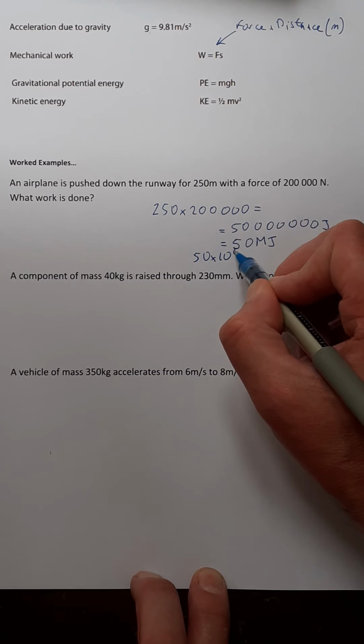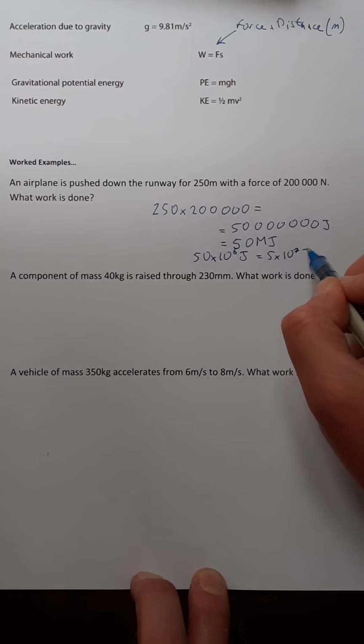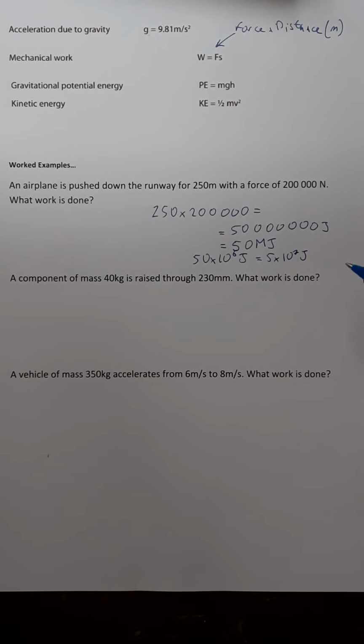We could say 50 times 10 to the 6 joules for engineering form, or 5 times 10 to the 7 joules. All of these forms are equivalent and obviously acceptable.